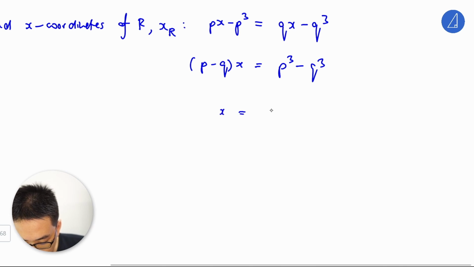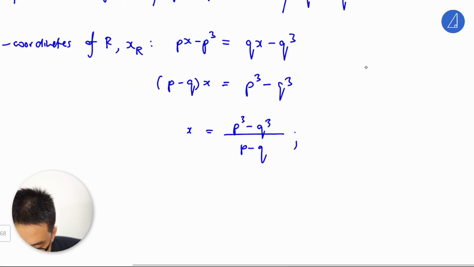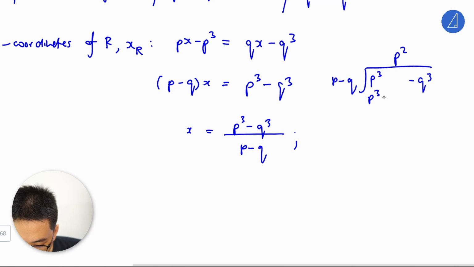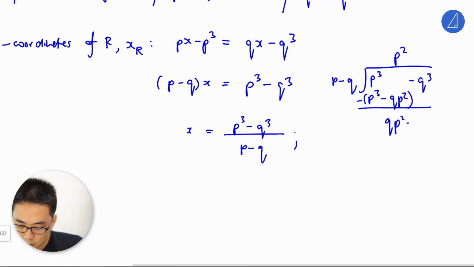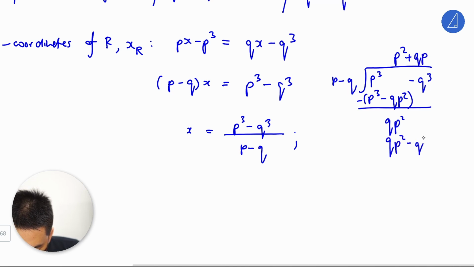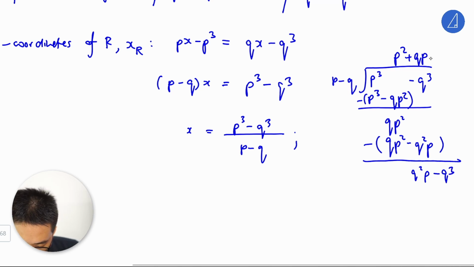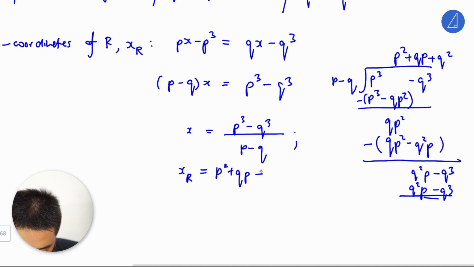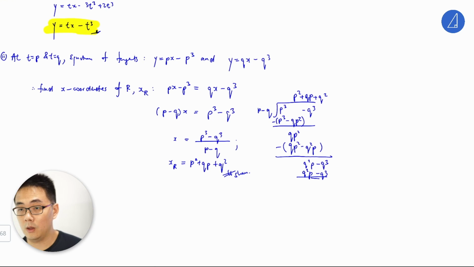So you do a long division here. The p square. Then shown.